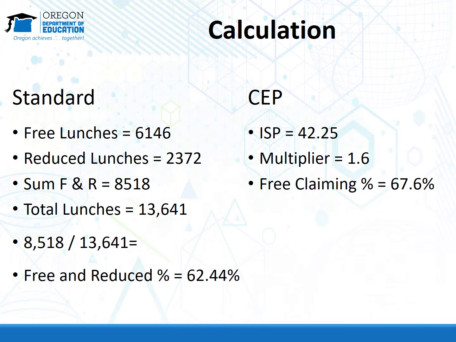The percentage is 62.44. For CEP, the identified student percentage is 42.25. Taking this by the multiplier of 1.6, the result is a free claiming percentage of 67.6, which is better than the standard option. This school should pursue CEP.